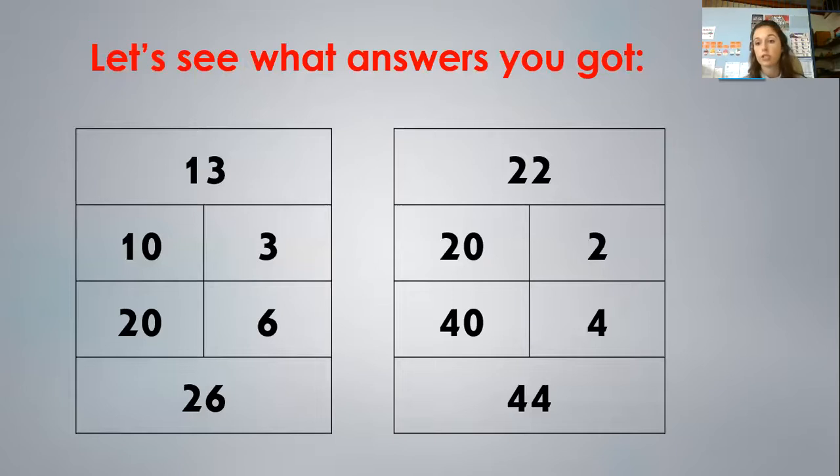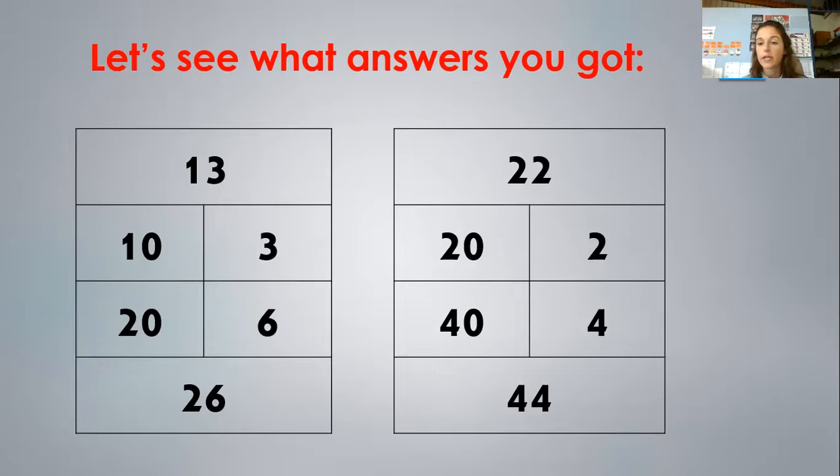Okay, let's go through it together step by step. 13. Let's break 13 up into its tens and its ones. So we can see 13 is made up of a 10 and a 3. Okay, what's double 10? Double 10 is 20. What is double 3? It is 6. And then we add 20 and 6, and your answer is 26. So there we can see double 13 is 26.